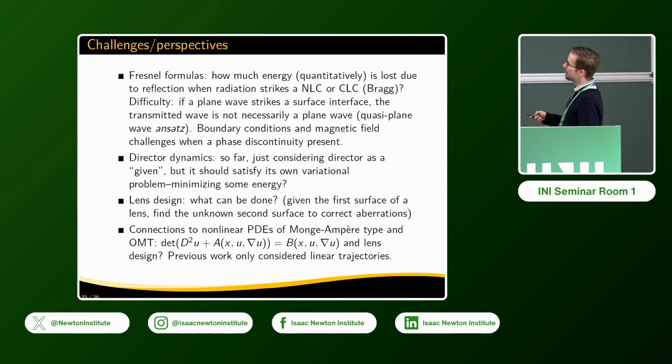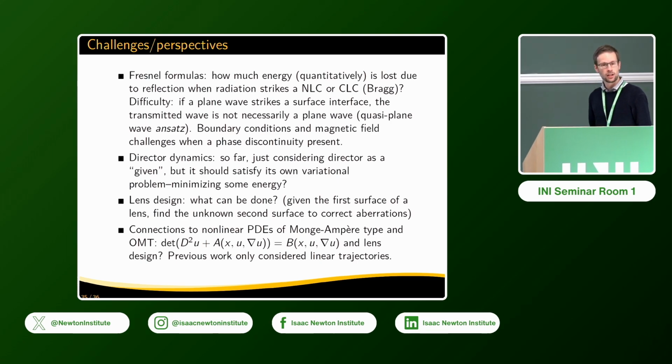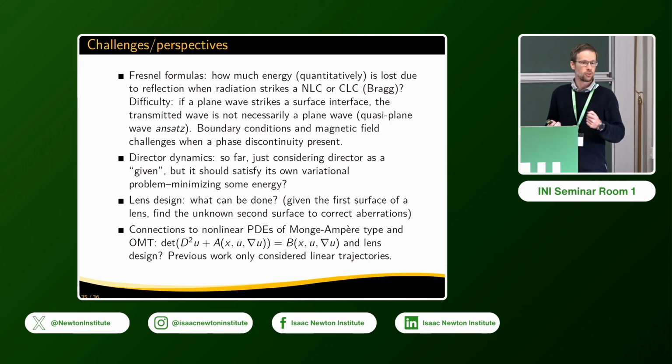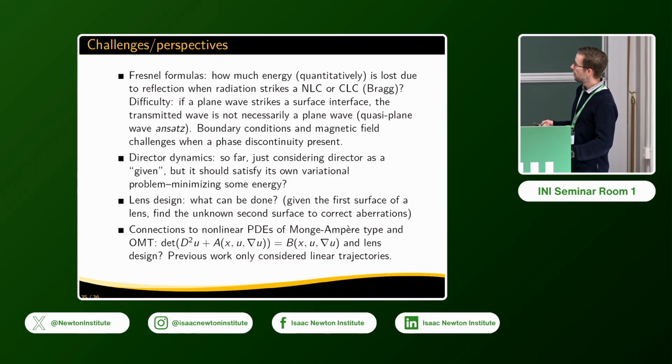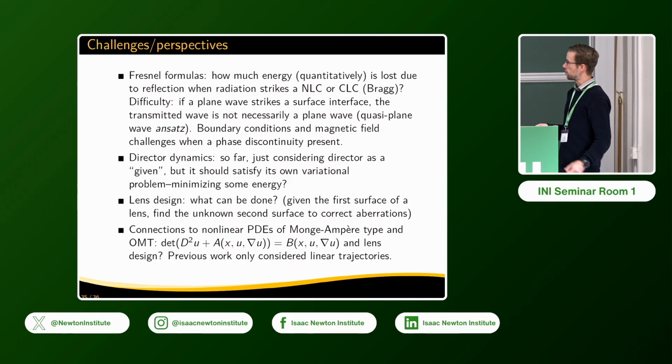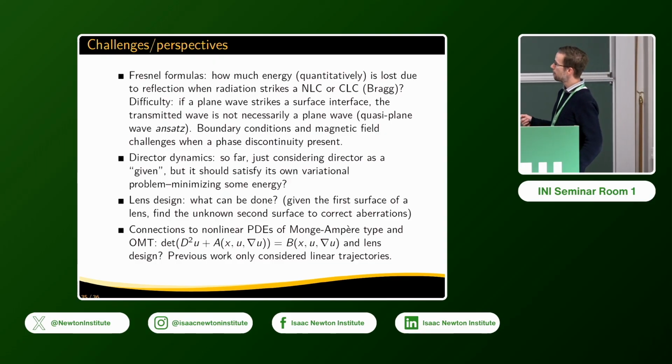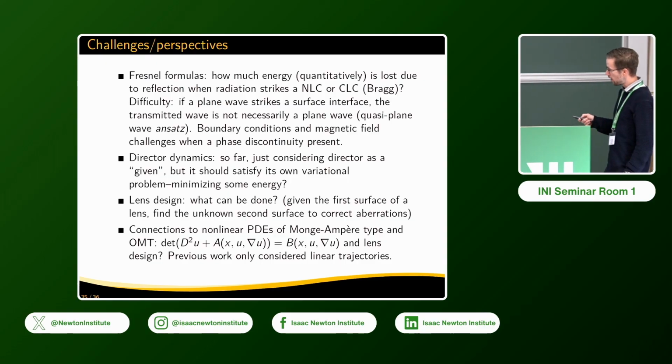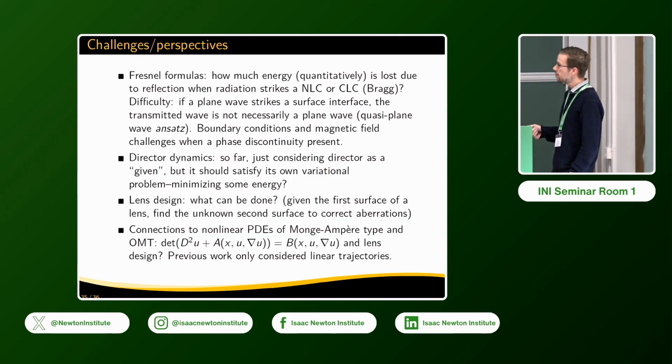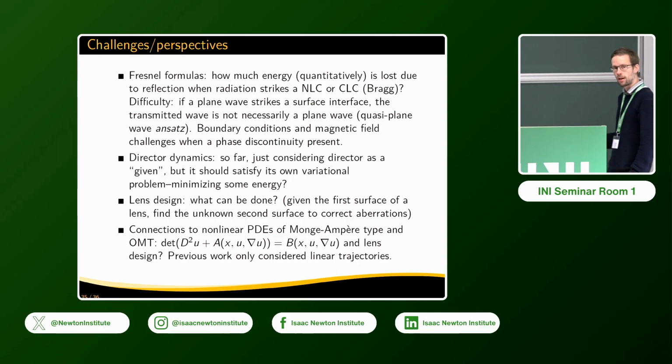And the idea is the second surface is constructed in such a way to correct for any optical aberrations that are introduced from the first surface. So we've done this a bit for linear trajectories for isotropic media, but I'm quite curious to see what can be done when you have more nonlinear trajectories. Can you do some similar lens design problems?